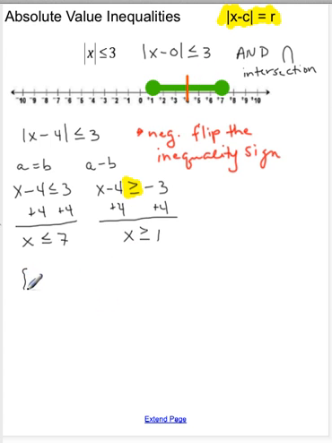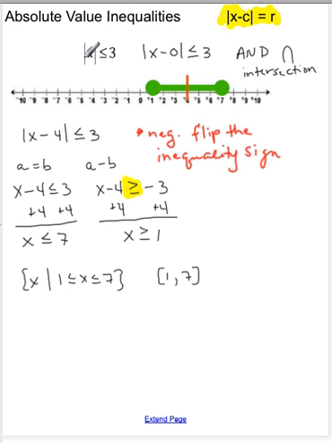I can write the solution set where x exists. Here x appears to be all real numbers. So there exists an x such that x is greater than or equal to 1 and less than or equal to 7. Or I could write this in our interval notation, where I've got a straight-lined bracket. The first endpoint is 1, the second endpoint is 7, and that is also an inclusive bracket on the close. Okay, so different ways to write that same solution.